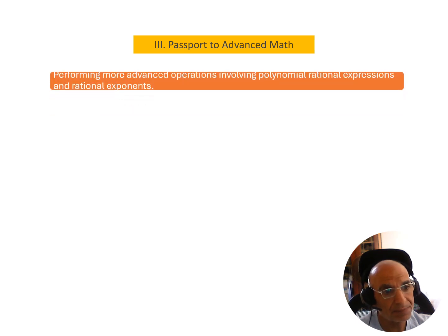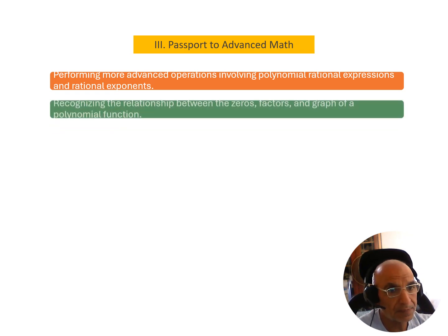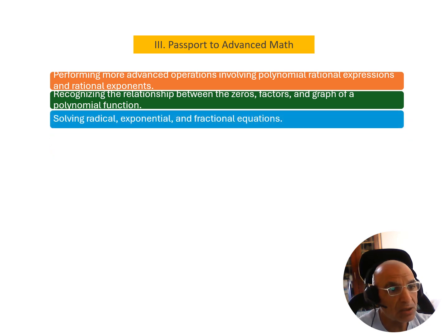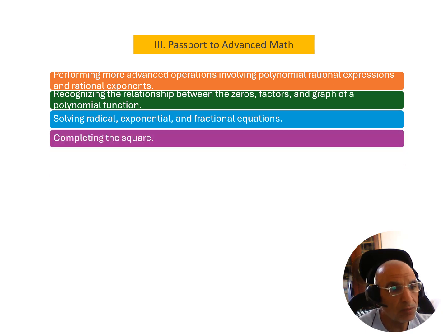Topic 3, passport to advanced math. More advanced operations involving polynomials, rational expressions, and rational exponents. Recognizing the relationship between the zeros, factors, and the graph of polynomial functions. Solving radical, exponential, and fractional equations. Completing the square.